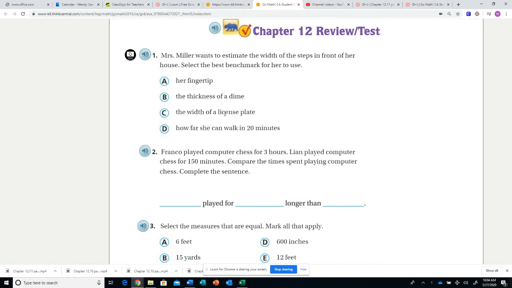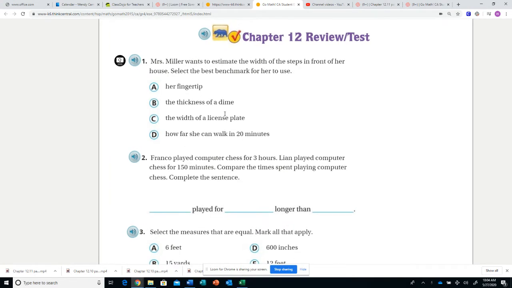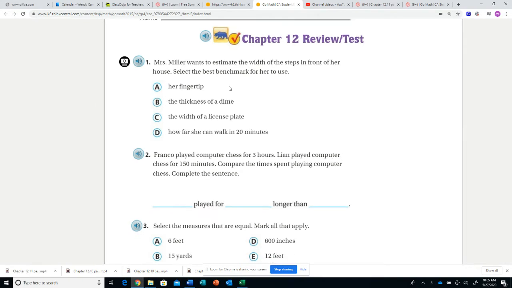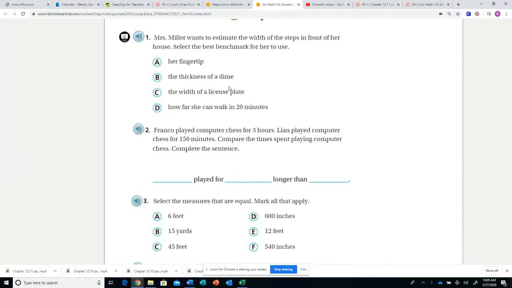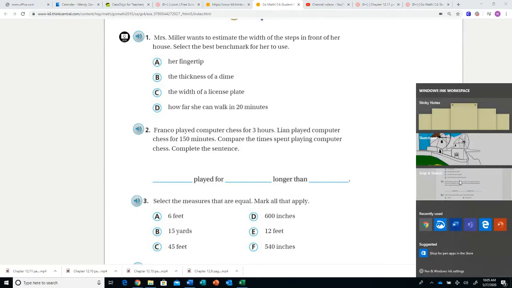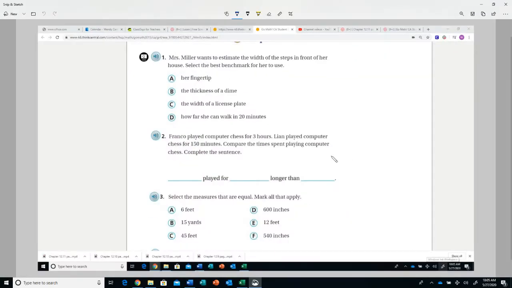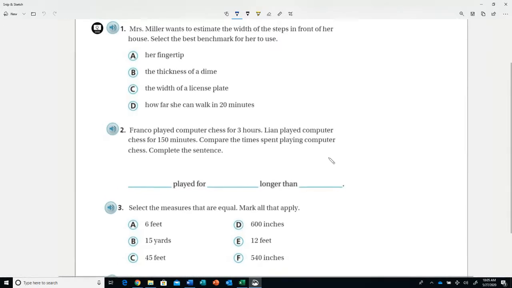So, we have question number 1. Mrs. Miller wants to estimate the width of the steps in front of her house. Select the best benchmark for her to use. So if you're measuring the steps outside your house, I would say you probably are not using your fingertips. It's going to be a lot of fingertips. If you're measuring with the thickness of a dime, that's even smaller than your fingertips. So I'm going to go with it's probably not B either.